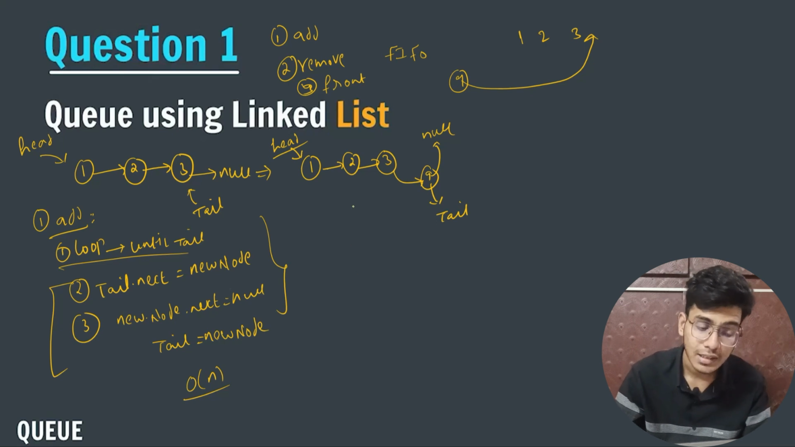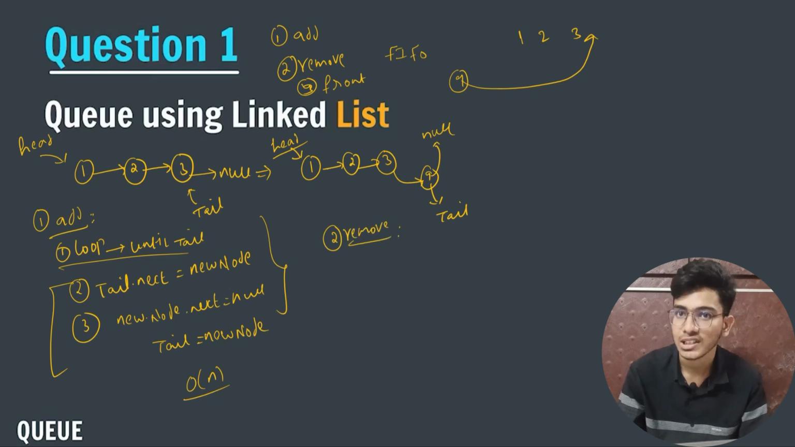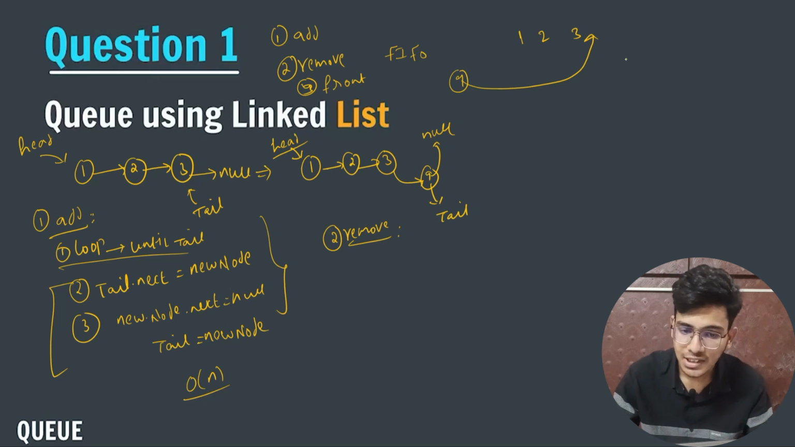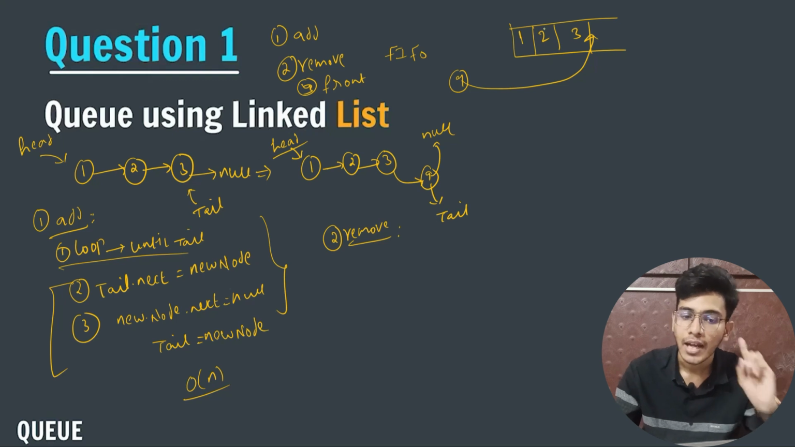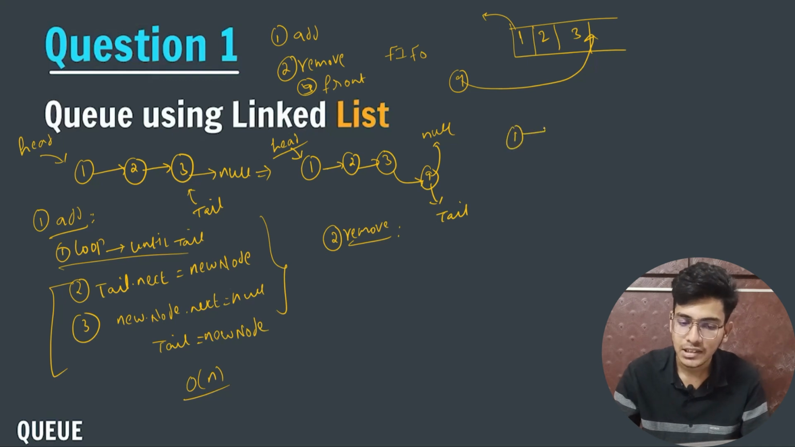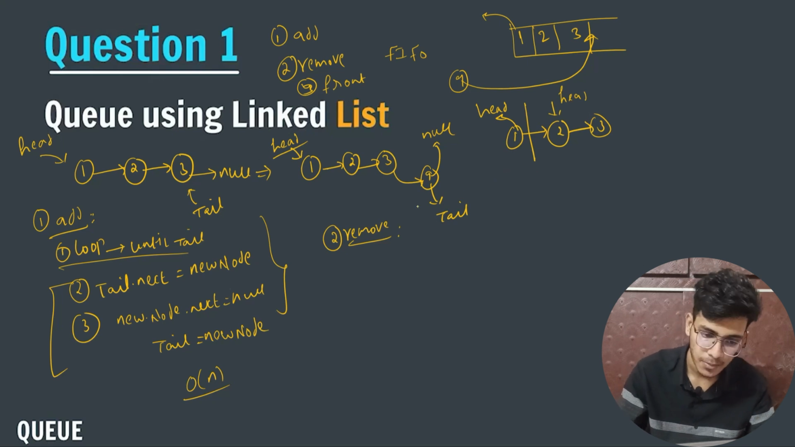Now let us talk about the removal operation. If I want to remove a particular element in a queue, what is the fashion? Let's say that this is my queue, and if I want to delete an element, I will delete the element which is at the front, and in a linked list, the front element is nothing but my head. If I just change the head value, then the removal operation will be performed easily. So this is a single step process: head = head.next.